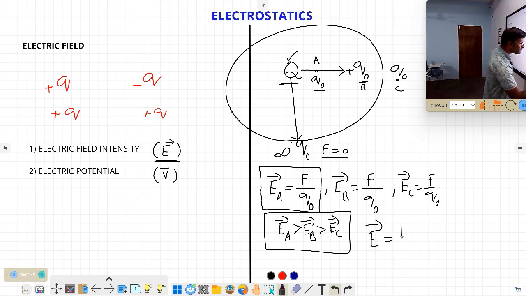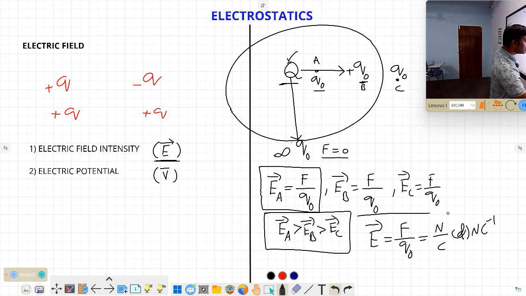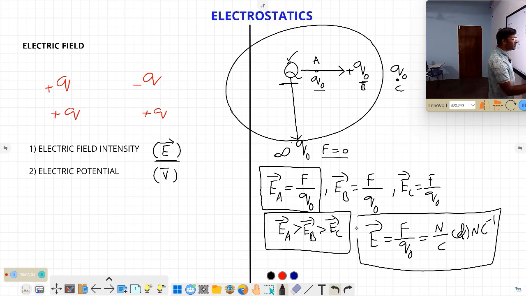So this electric field intensity is a vector quantity. We are measuring it as per the formula F by Q naught, based on the test charge. Force we measure in Newton, and charge we measure in Coulomb. So we can write this as Newton per Coulomb, or Newton Coulomb minus 1. These are the electric field intensity units. So this is the way you define electric field intensity.